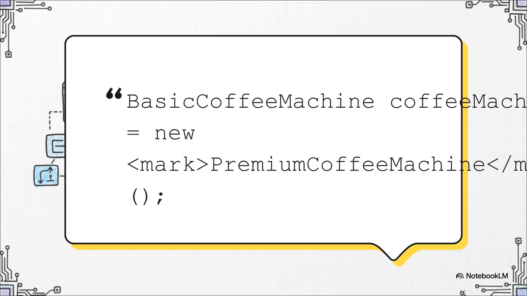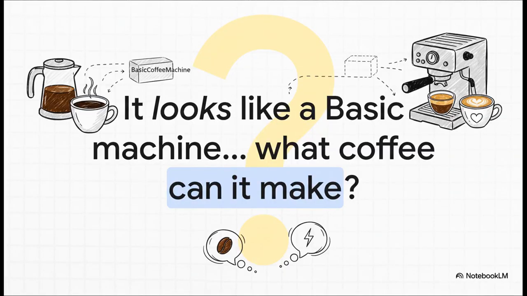Okay, look closely at this line. On the right, we're creating a brand new, shiny, premium coffee machine. But on the left, we're telling our program to treat it, to refer to it, as if it's just a basic coffee machine. So we've basically built a high-tech machine, but slapped a basic label on it. So here it is, the million-dollar question. Our code thinks it's dealing with a basic machine. So what happens when we tell it to brew coffee? Is it only going to be able to make a simple filter coffee? Or does it somehow remember that underneath that basic label, it's secretly a powerful espresso maker?